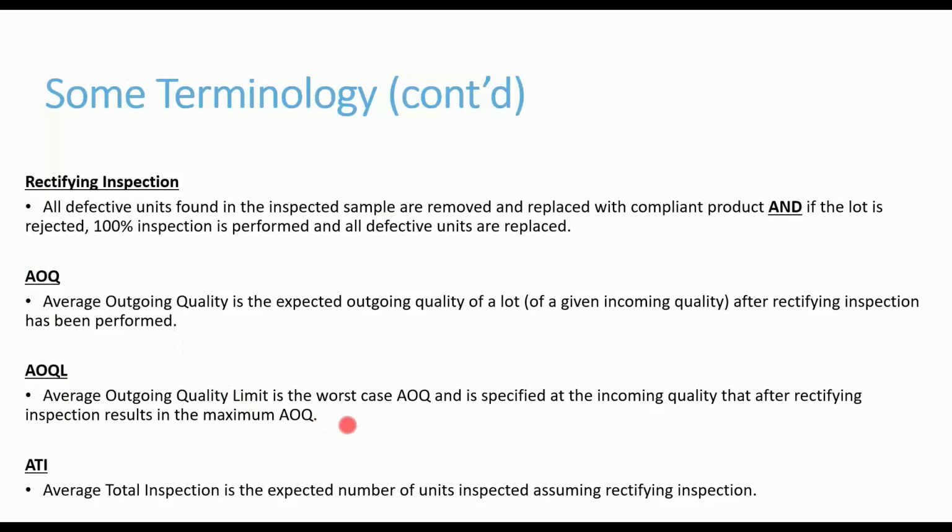And again, these are a lot of words, but when I show you an example, I think it'll make more sense. And then we have the average total inspection, and that's the expected number of units inspected, assuming rectifying inspection. And expected, whenever you see things like expected value or long-term odds, that's basically over a long range, over time. It's like over and over and over. This is how much you would expect to find defective lot per lot over a long period of time. So we'll look at that a little bit more.